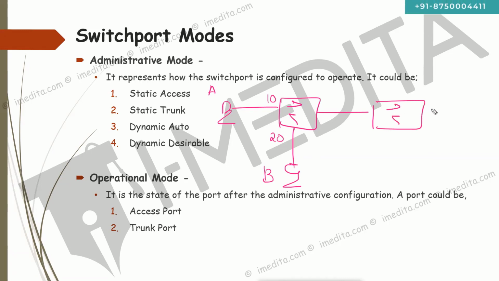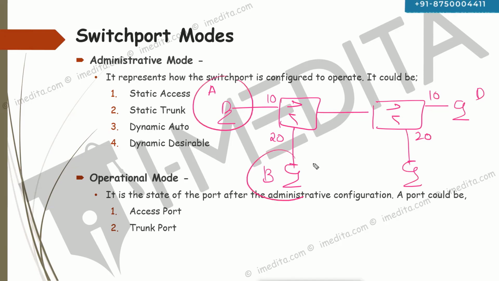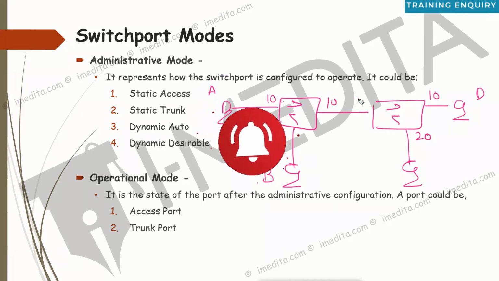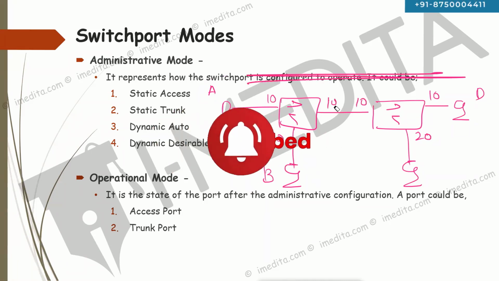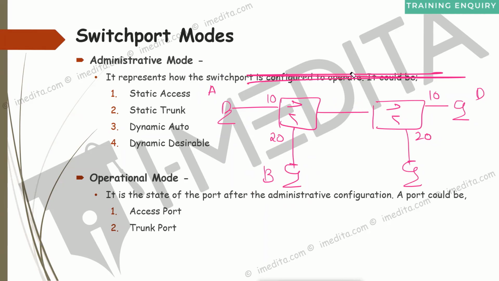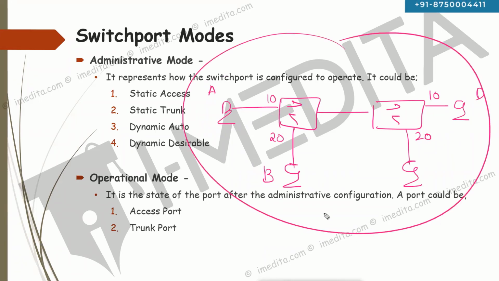Yes, if all these devices are in the same subnet, then only this will happen. Otherwise, this will not happen. So 10.1.1.1, 2, 3, 4. Of course, A and B will not be able to communicate because they belong to different VLANs. They will not communicate with each other. If it is VLAN 10, VLAN 10, VLAN 10, they will communicate. If it is VLAN 20, VLAN 20, VLAN 20, they will communicate. Yes, they will communicate only when they are in the same subnet. If everything is in the same subnet, then only this thing will happen.